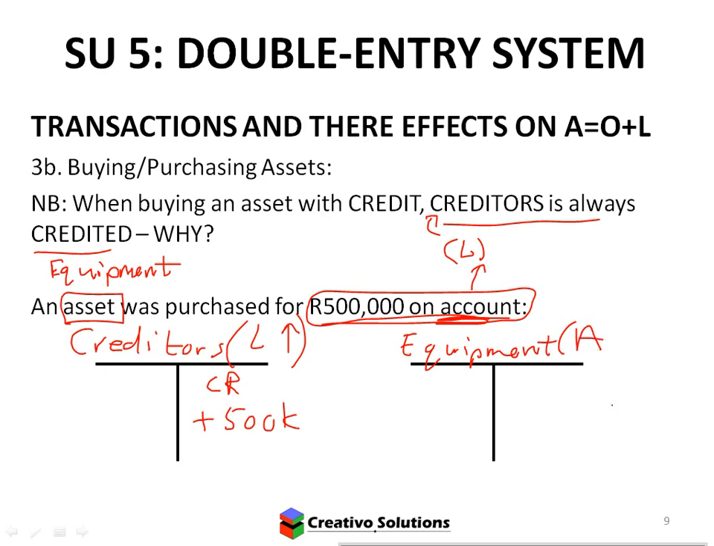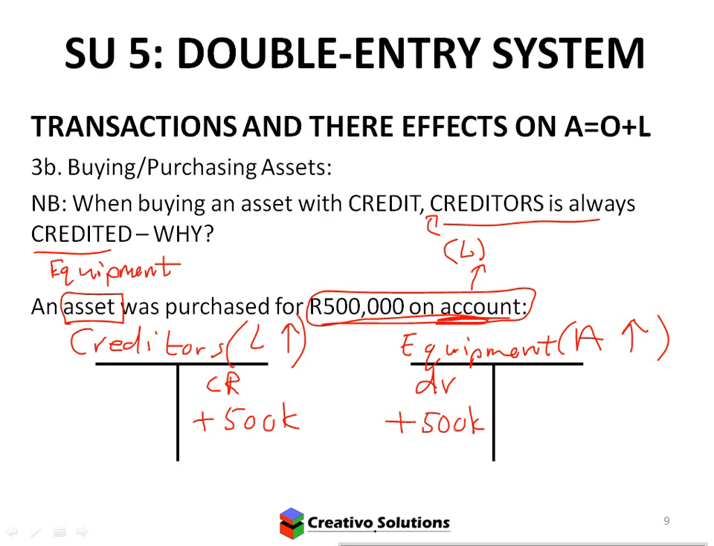Right, so if you're buying an asset, what's happening to the account? It's increasing, right? You've got more equipment now than you did before. Okay, go back to those 6 rules. Look at those pluses and minuses. Where do you see the plus for an asset? On the debit side. And that's why you're debiting the asset with 500,000.